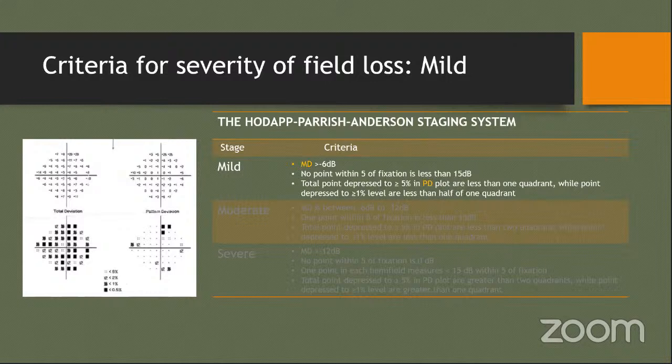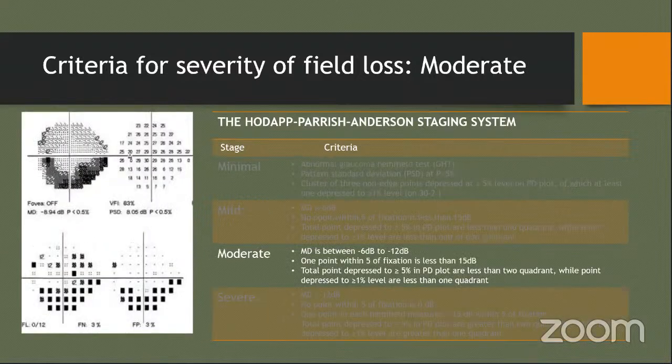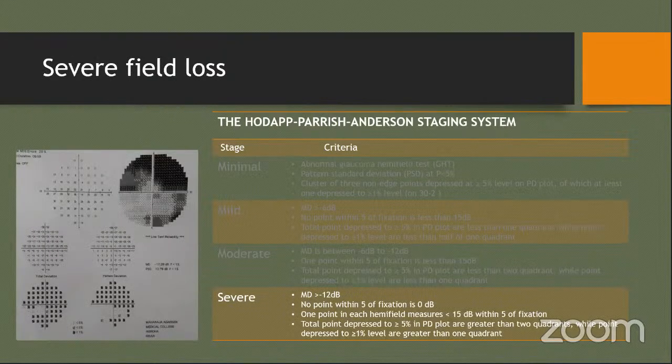Then this criteria can also be used to consider it as mild, moderate, and severe fields. Generally, we can use the mean deviation. If it is worse than -6 but better than -12, we say it's mild. From -6 to -12, we say it's moderate. Worse than -12 to -20, we say it's severe. And beyond -20, we say it's end-stage glaucoma. So we can use that Hodapp criteria to classify this.